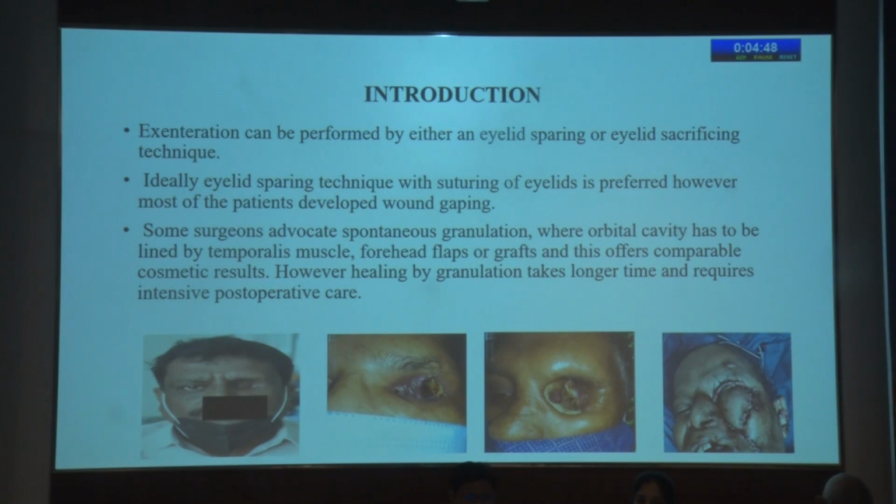This is one of our patients post-operative with the eyelid sparing technique with complete no gaping. And the second picture shows a lateral orbital wall gaping. And the third one is the post-operative patient of the eyelid sacrificing technique. And the fourth image is a post-graft, anterolateral aspect of thigh graft.